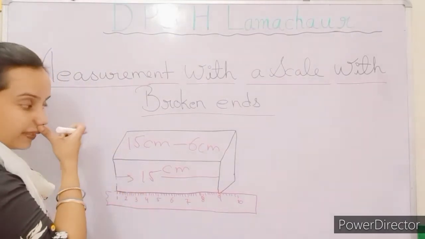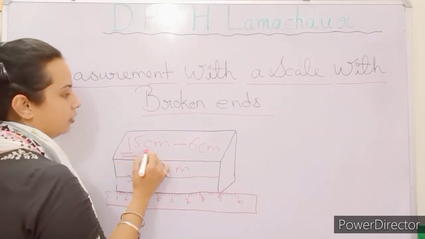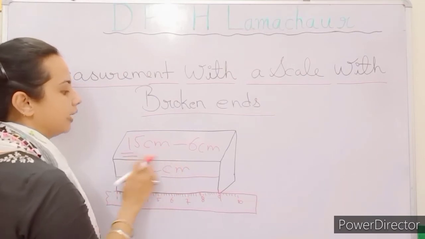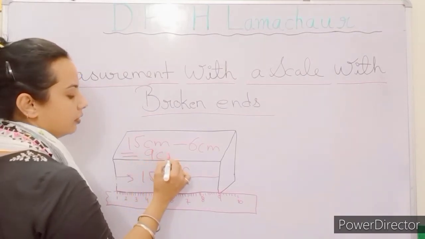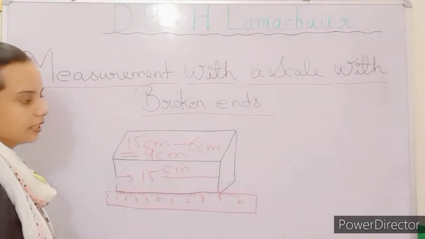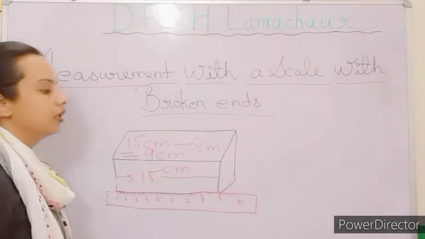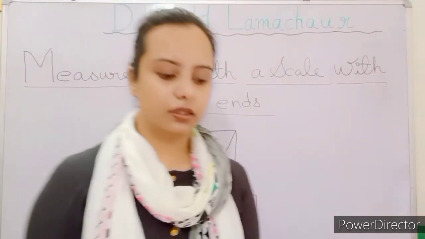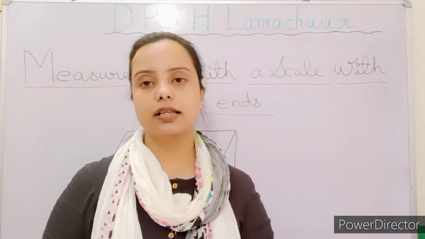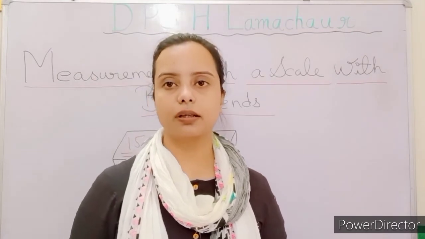Okay, so we will get the 8 centimeter. Okay, sorry, 9 centimeter. So the answer will be the 9 centimeter. Understood? Hope it is clear to you that how to take out the exact measurement with a broken scale. Now moving to our next topic.